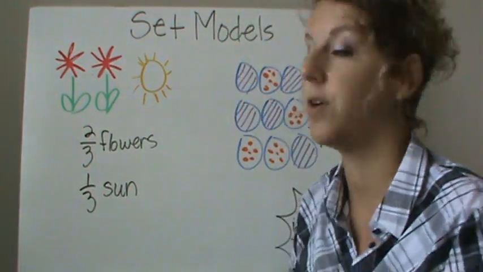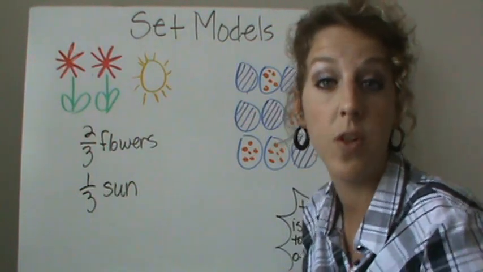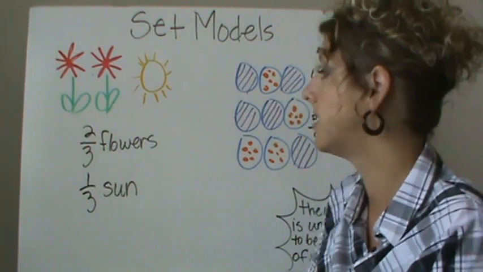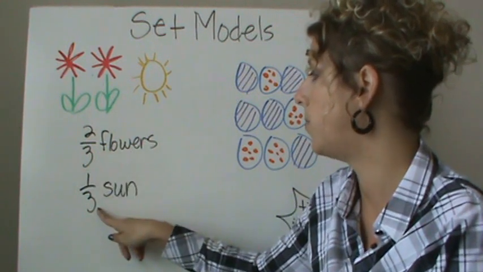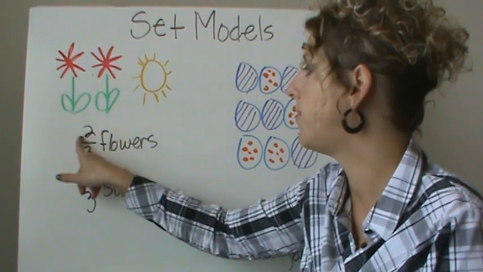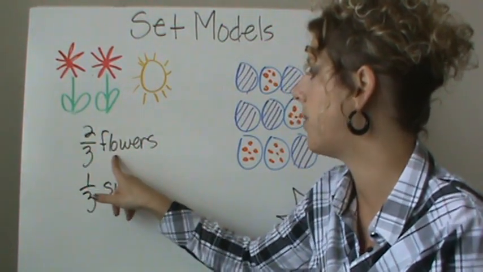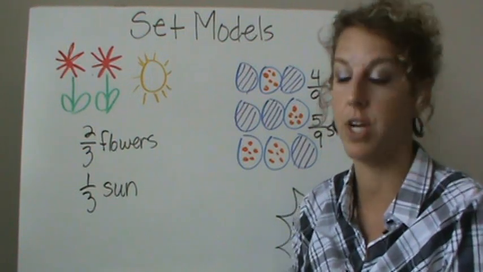A set model. We will see set models in class. Basically, these are the groups, the set of objects. So here I have 3 objects, 3 parts to my whole, and 2 of them are flowers, so 2/3 are flowers, and 1/3 is a sun.